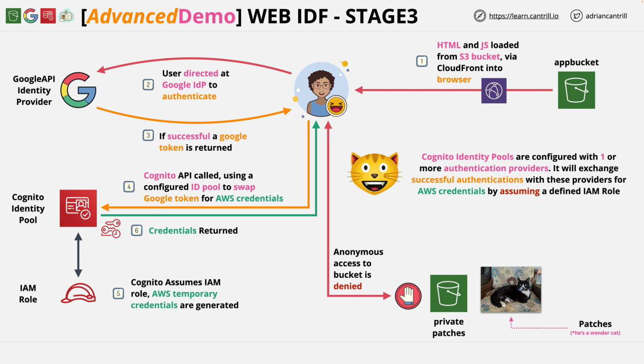So Cognito identity pools need to be configured with one or more authentication providers, and once configured, it will exchange successful authentications with these providers for AWS credentials. And as I mentioned a second ago, this is done by assuming an IAM role, and that's what you're going to configure in this stage of the demo series. So to do that, we need to go ahead and move across to our AWS console.